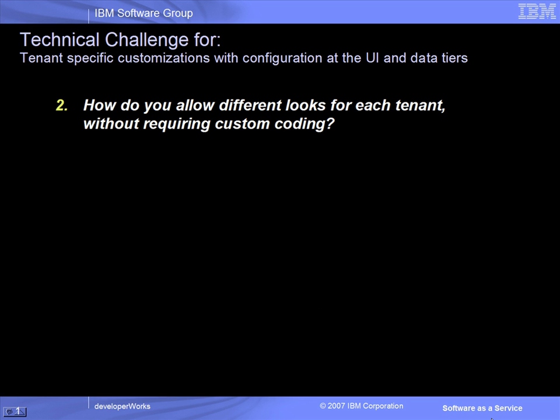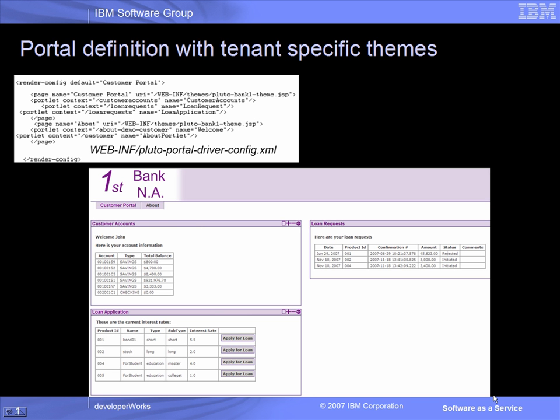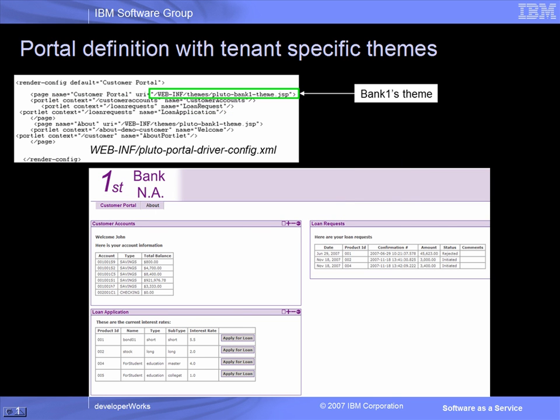Our next challenge addressed is how do we provide different looks for First Bank and WebBank without requiring custom coding. We achieve this by using virtual hosts in WAS-CE and with themes, style sheets, and skins in Apache Pluto. Here we can see the Pluto Portal Driver config.xml file with the customer portal page and three portlets for First Bank. Note the theme specification for these portlets in the file plutobank1theme.jsp.